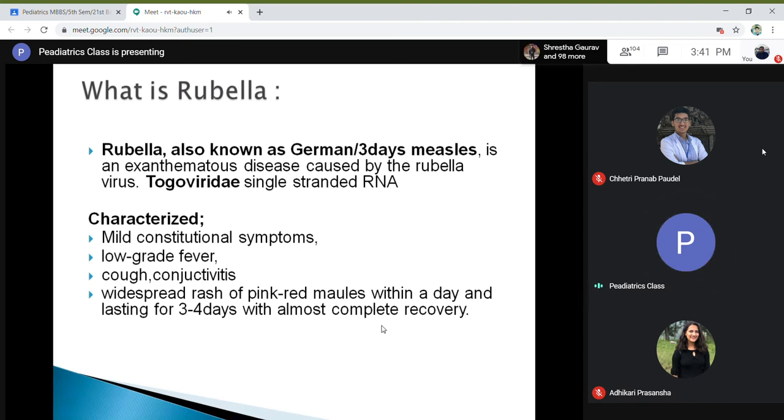Now this virus belongs to the togavirus group, okay? It is also single-stranded. You know RNA viruses are usually all single-stranded, except togavirus, except rotavirus, I think, if you know it. It is characterized by mild constitutional symptoms, maybe malaise, and a low-grade fever, cough, a little bit of conjunctivitis, and a widespread rash of red macules within the day. This is how you differentiate: within a day, after 24 hours or 12 hours, you will have a rash, which is not the case in measles.